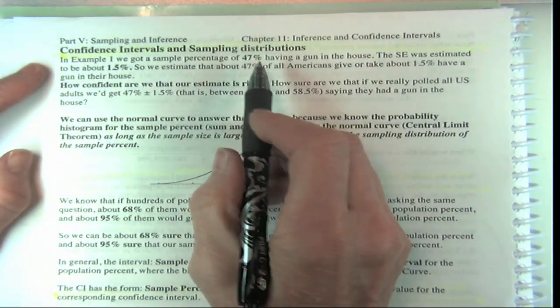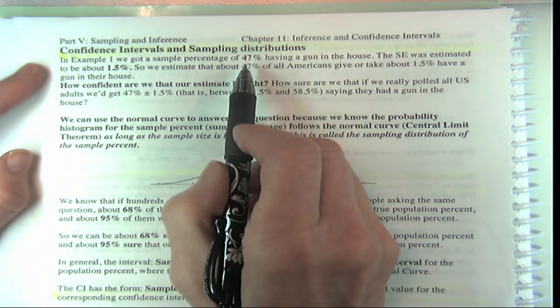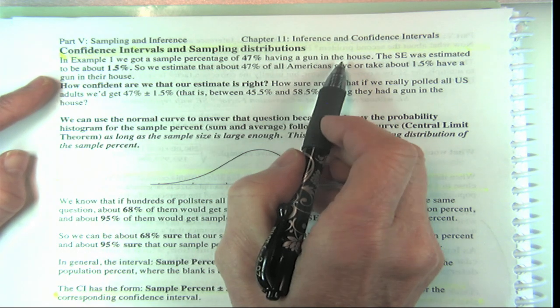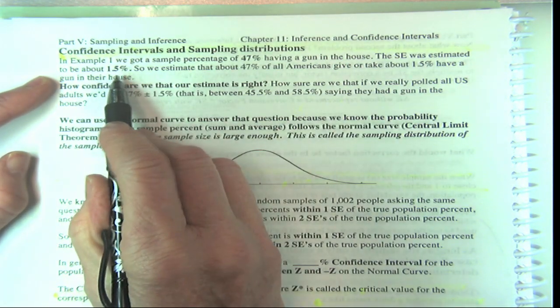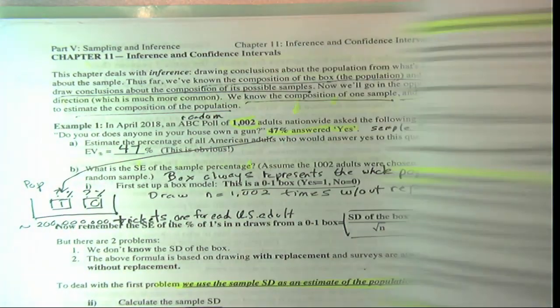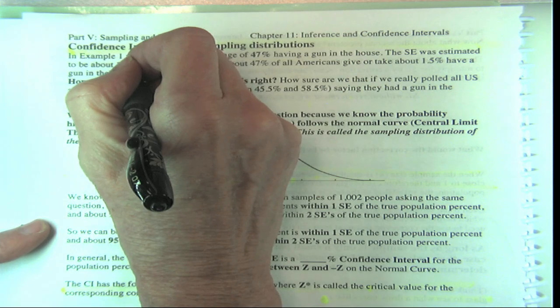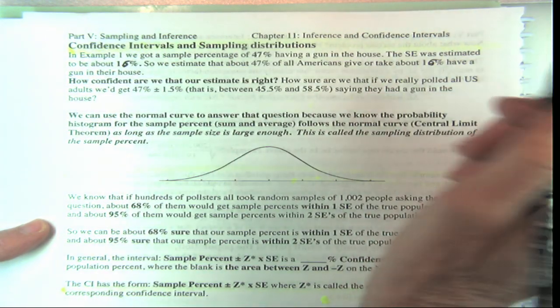In the last example we just did, about gun ownership, do you have a gun in your house? 47% reported having a gun in the house. And the standard error was estimated to be about 1.58, wasn't it? Yeah, 1.58. So let's change that to 1.6 here, rounded.